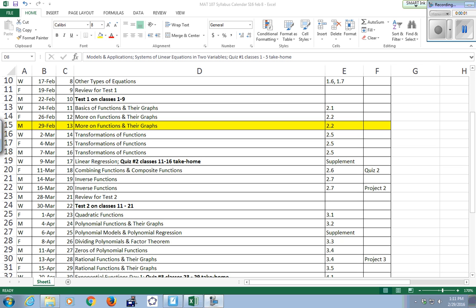Exercises together, but before we do that, I want to take a look at our schedule, just to remind you where we are. We're going to talk more about functions and their graphs today, and the next thing that's coming up is quiz 2, but that's not till March 9th. Take home quiz 2. And we've got a project 2, that's going to be due March 16th, and I will give that to you sometime next week, probably.